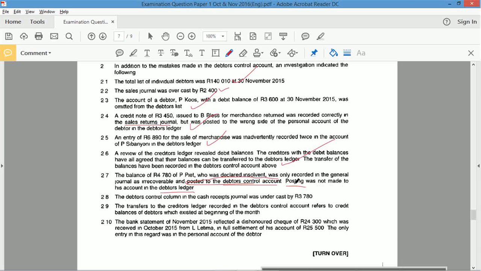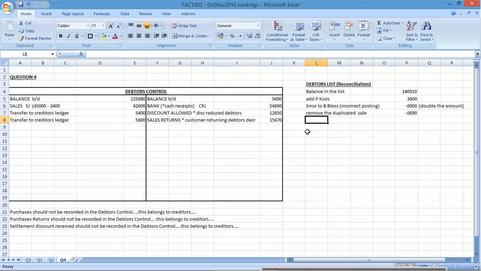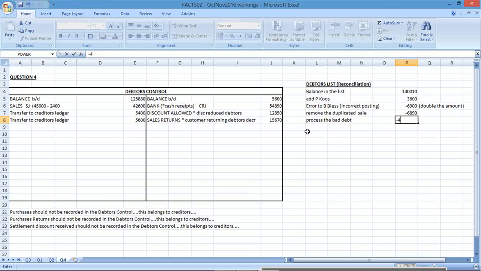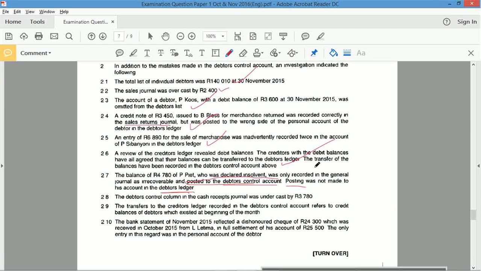Okay, posting was not made to the account in the debtor's ledger. That we know for sure. Okay, so remove or process the bad debts. Okay, so that we definitely need to do. Minus 4780. Great. Okay, next.